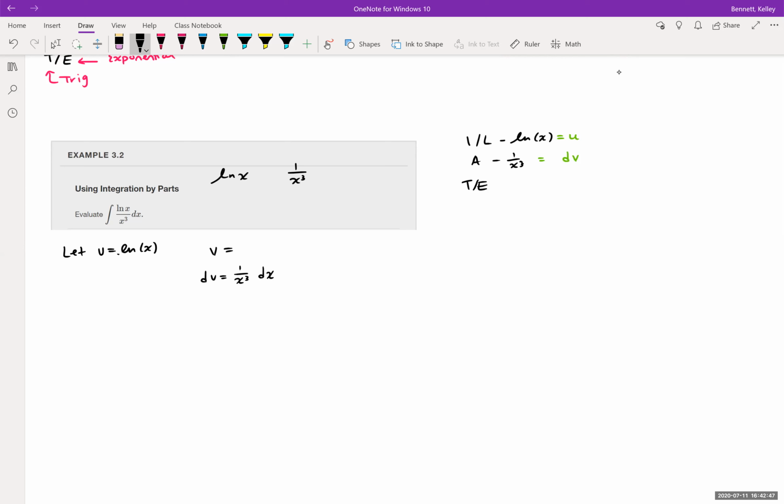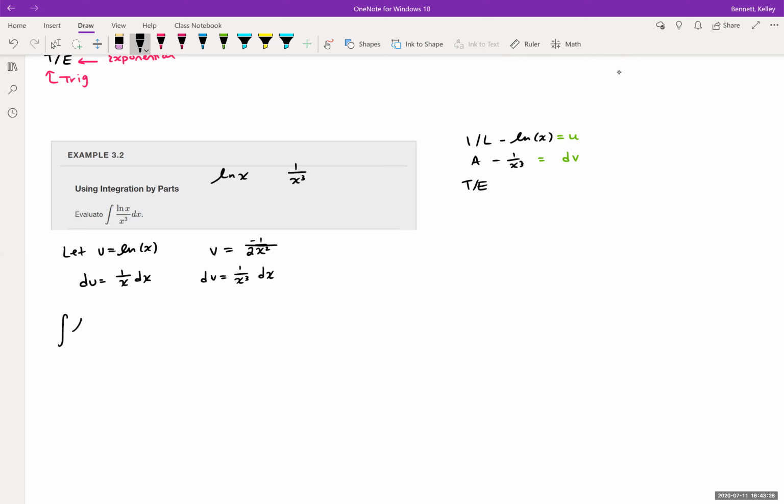So I'm going to have to integrate to get v, and I'm going to have to differentiate to get du. So the derivative of ln of x is 1 over x dx. And the antiderivative of x to the negative 3 should be something to the negative 2, right? So we're going to get something over x squared, but we're expecting a constant, right? So this should be kind of compensating for that constant. If I took the derivative of that, I would get 1 over x cubed. So now I'm in business.